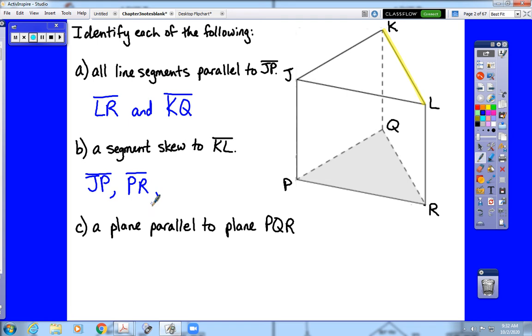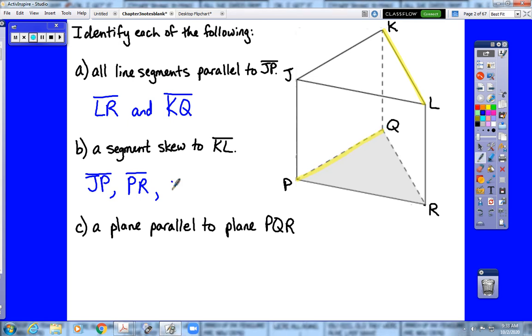Finally, the last one that would work as an example of skew, for the same reason as PR, PQ is also skew. It passes underneath KL in 3 dimensions. Okay? That makes it skew. Never intersects, but at the same time, it never is contained in the same plane. So it's not parallel, it's skew.